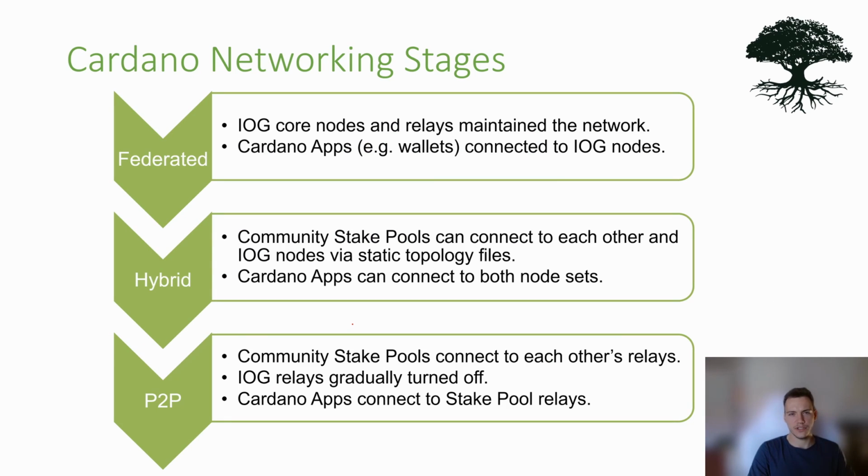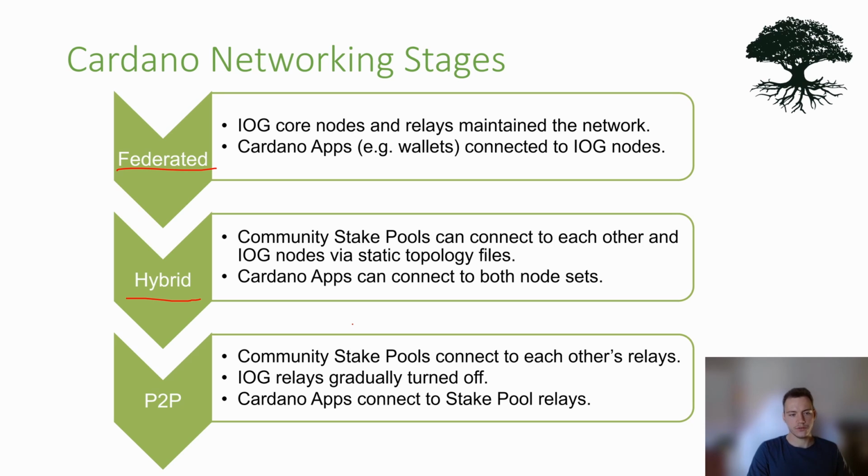Here are brief explanations of each of the mentioned networking stages. So we started with the federated one. This is the stage where IOG, core nodes and relays maintain the network completely. All the blocks were minted by IOG nodes, and Cardano apps and wallets connected to the IOG nodes to use the blockchain, specifically their relays, and there were no community stake pools that minted blocks. It was all federated by the IOG nodes.